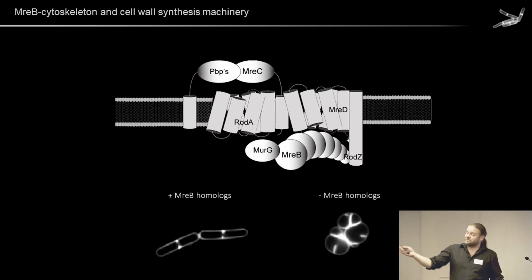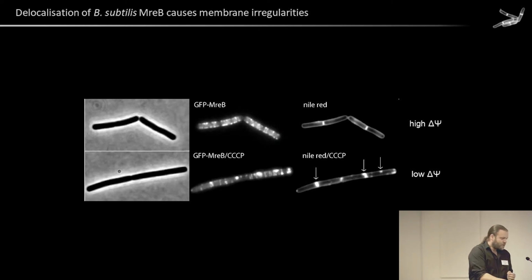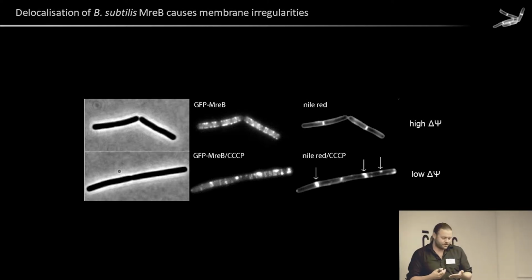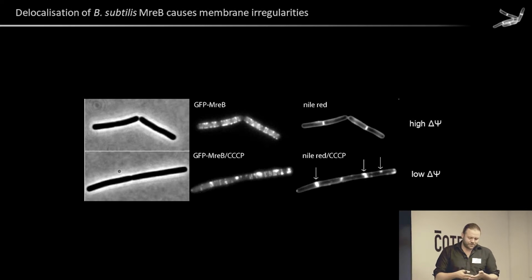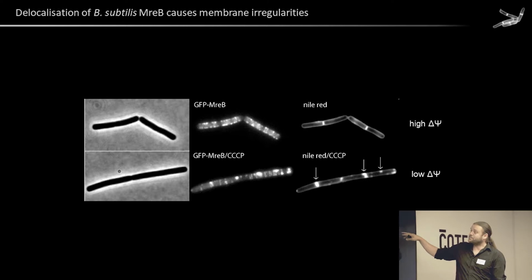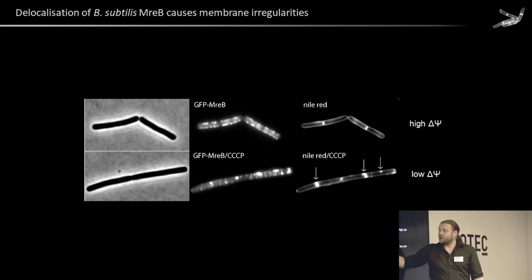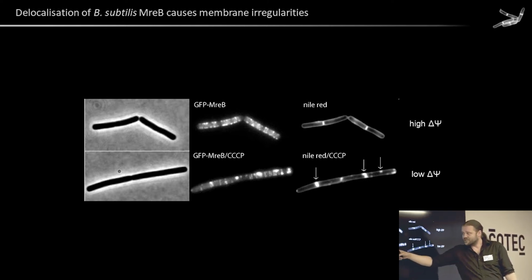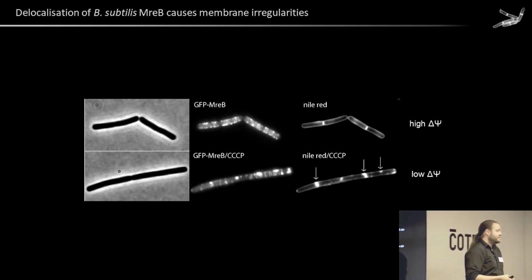So therefore, in the presence of MreB homologs, Bacillus is a nice rod, whereas in the absence, it becomes this kind of very twisted coccoid organism. What we showed ages ago is that the localization of MreB is actually dependent on proton-motive force. When we collapse proton-motive force, or even specifically membrane potential, the protein gets delocalized and it runs from this normal localization pattern into foci in the membrane.